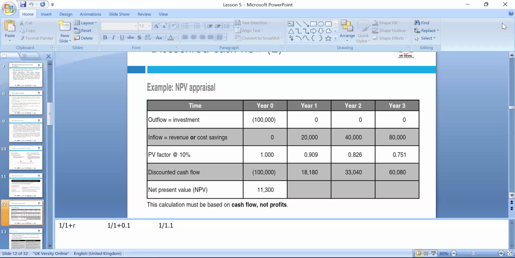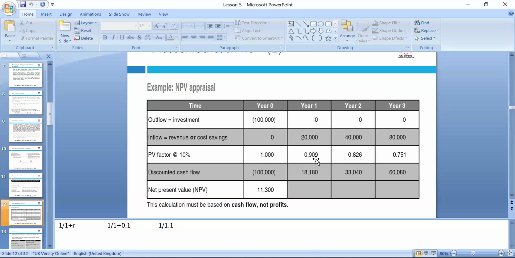And if you carry on dividing, or you look at the PV table, it's called the present value table, and we can find these figures at 10%. So we can look around here and then you multiply. If we multiply 100,000 with 1, this will be 100,000.